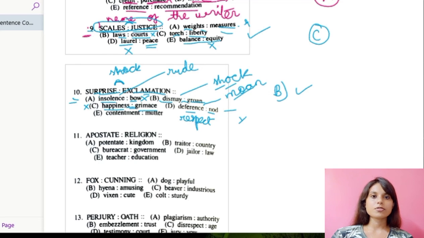The last option is number E, contentment and mutter. Contentment means you are satisfied, and mutter means you are talking under your breath, like you are muttering, whispering. So this one is also not going with the question provided. So number B, as we had discussed, would go as the correct option.